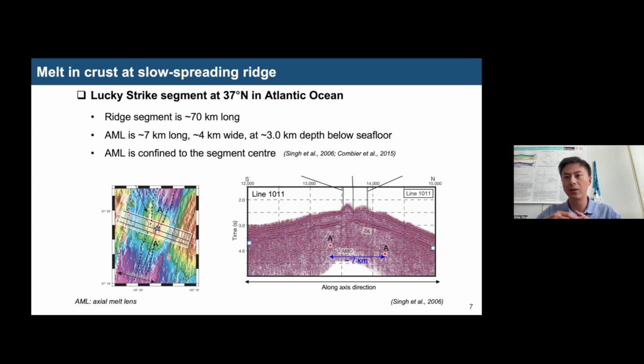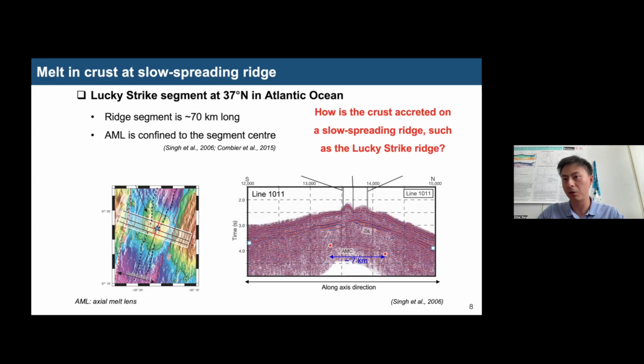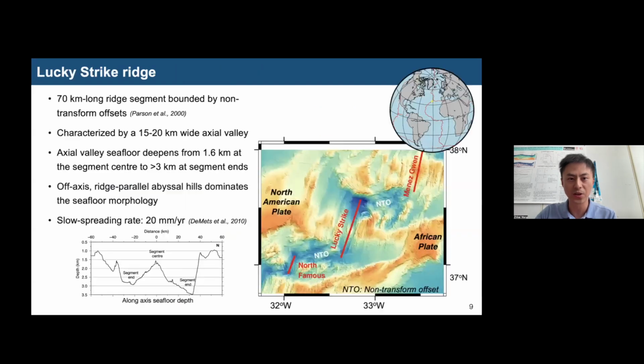And if you consider the whole ridge segment is 70 kilometers long, but the axial melt lens is only 7 kilometers long, confined to the segment center, then we want to ask the question: how is the crust formed on a slow spreading ridge like Lucky Strike? That's the purpose of conducting this research.